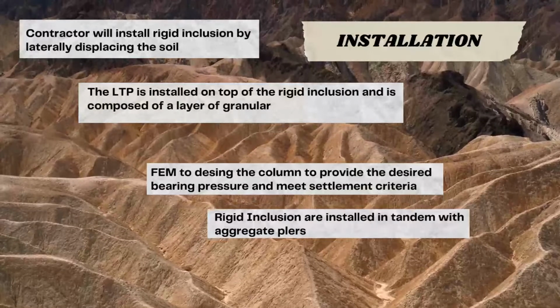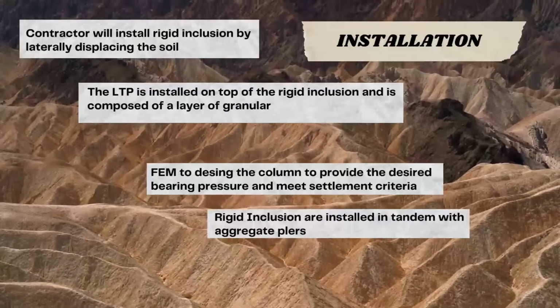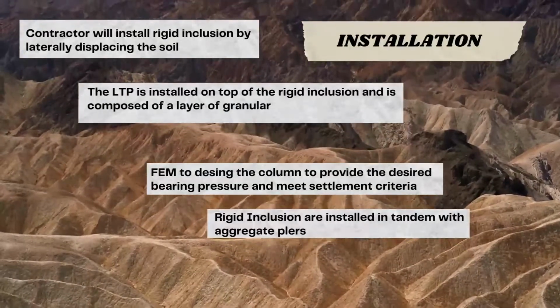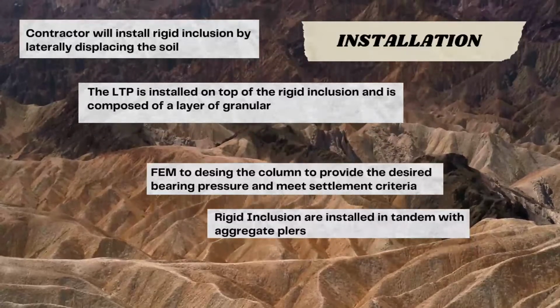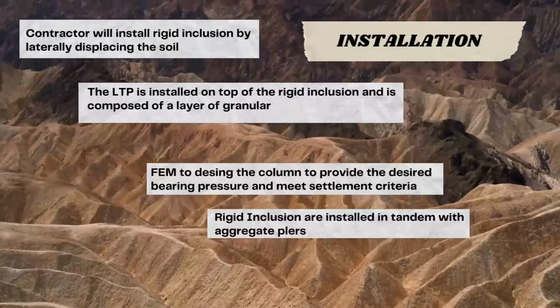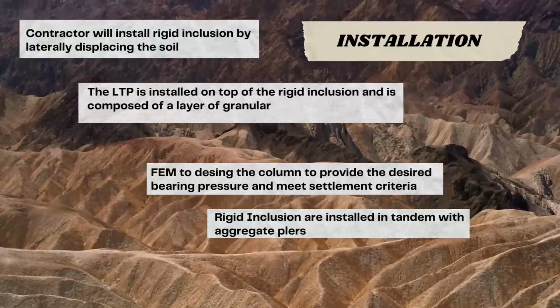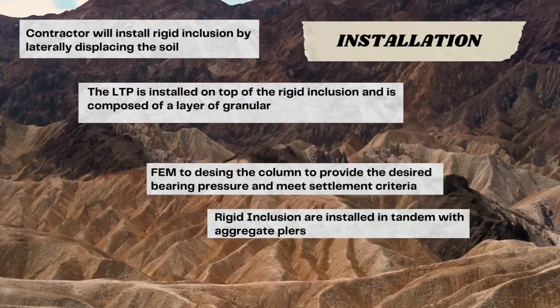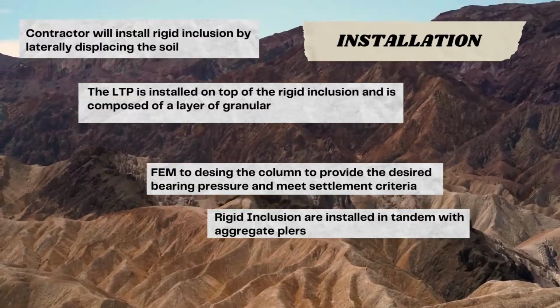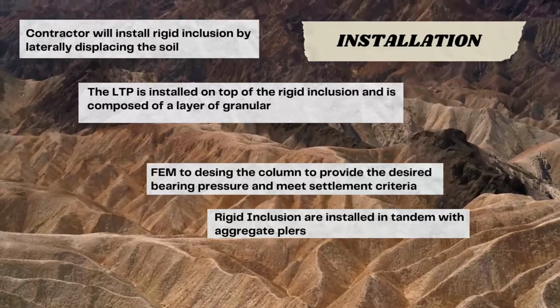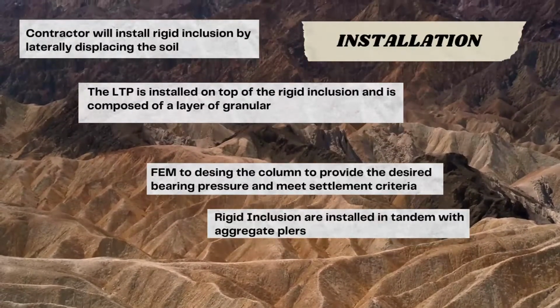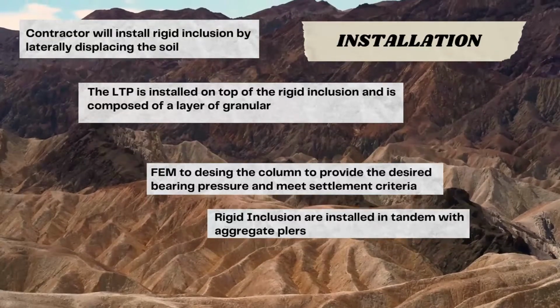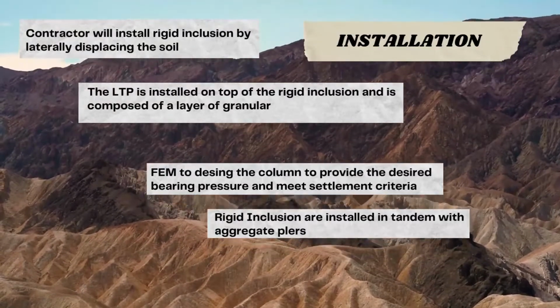Okay, the next one is the installation. The first one, the contractor will install the rigid inclusion by laterally displacing the soil. The next one is the LTP, which is installed on top of the rigid inclusion and is composed of a layer of granular material. The third step is FEM to design the column to provide the desired bearing pressure and meet the settlement criteria. And the last one is the rigid inclusions are installed in tandem with the aggregate piers.